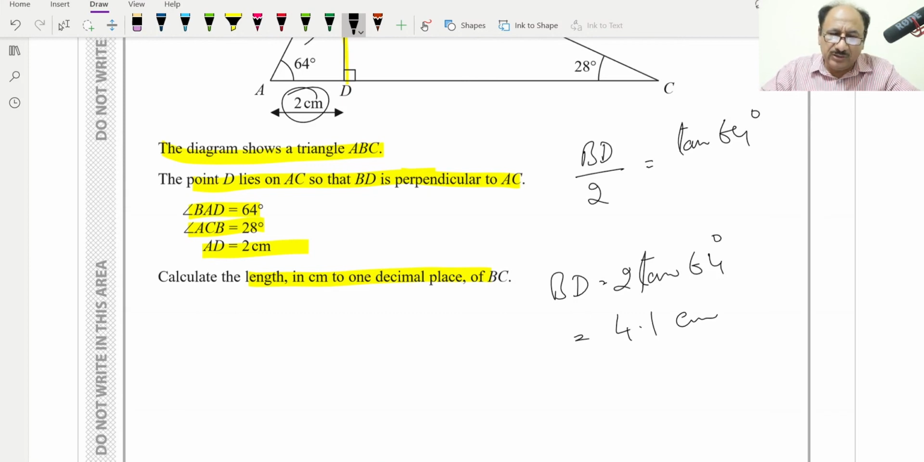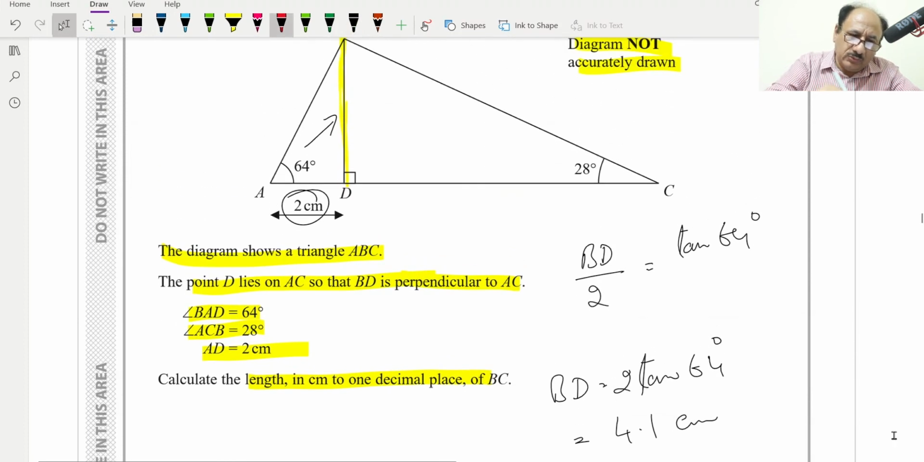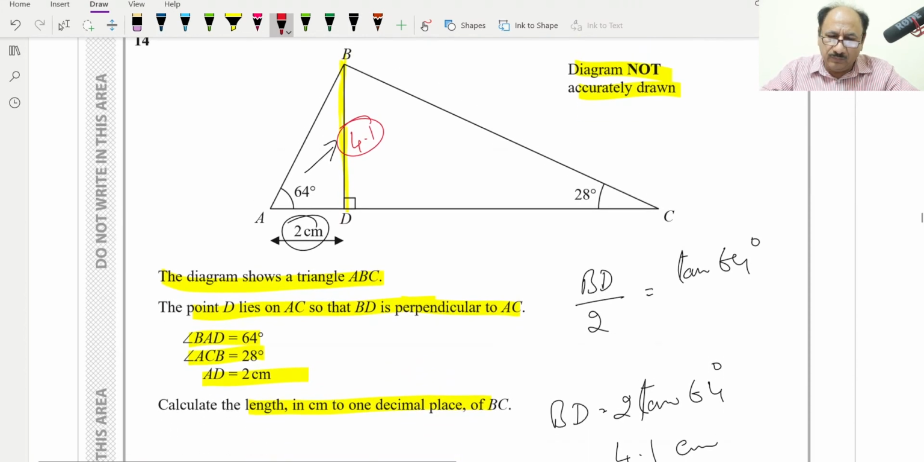So we calculated this one, 4.1. So this is 4.1 centimeters. Ultimately we require BC. Now we can find this. Now this is our opposite and this will be hypotenuse, so we can find this side.